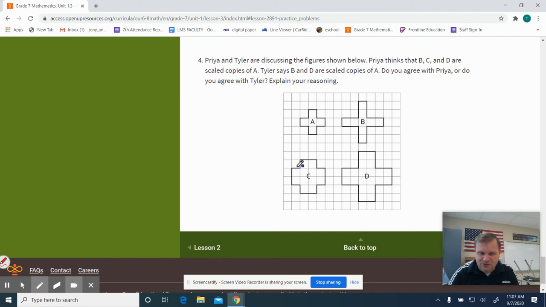You see the 1 here, but 2 here. So that's not going to work. Right here's 1. Well, that's 2. Well, this would also have to be 2. So looking at this one, we have 2 units all the way across.